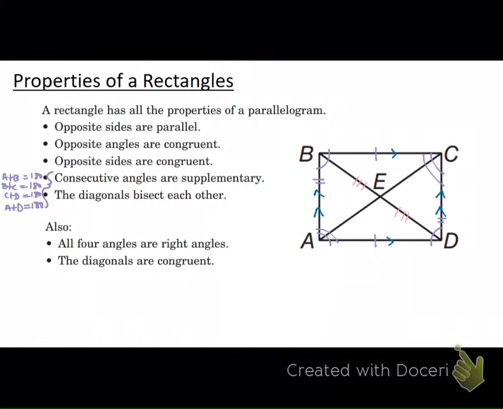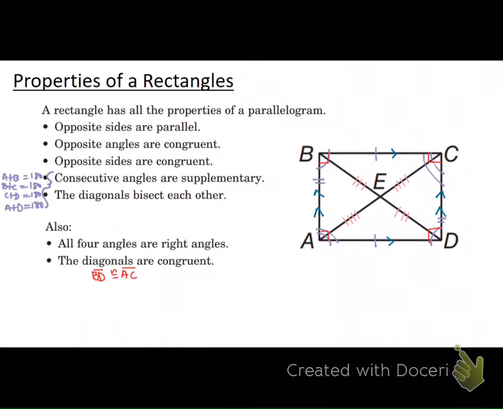So these ones are congruent and these ones are congruent. But we're going to learn something that makes this more specific. In a rectangle, all four angles are actually 90 degrees. So that means all four angles are congruent. And the diagonals are congruent. So that means BD is congruent to AC.